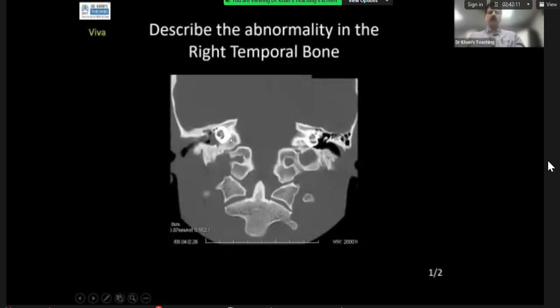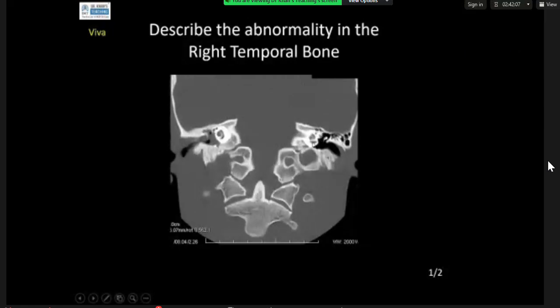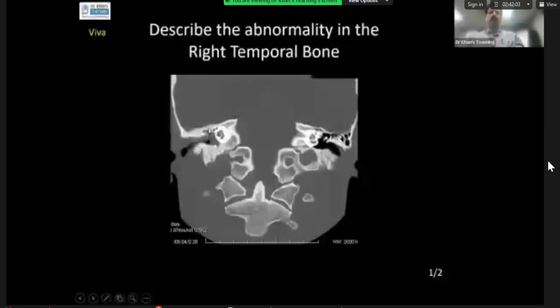Can you see my mouse? Yes, I can. So this is the normal side, and this is the abnormal side. Can you describe the findings here?